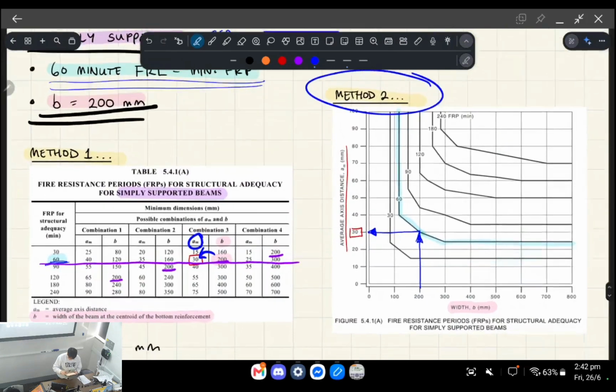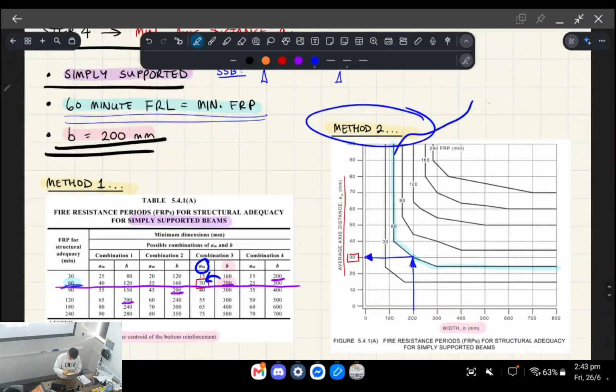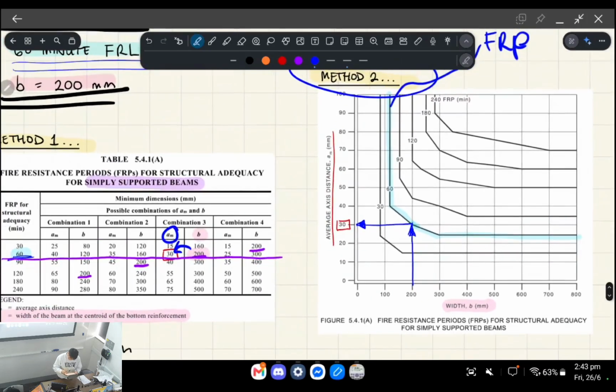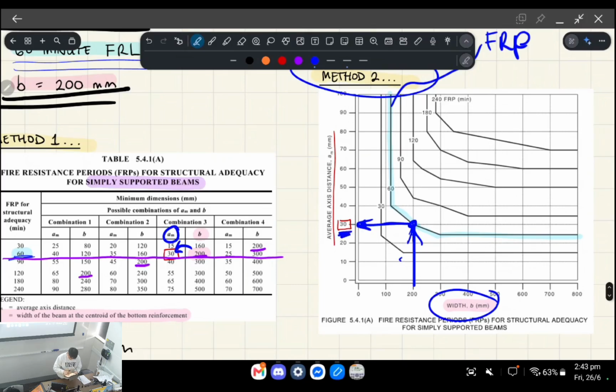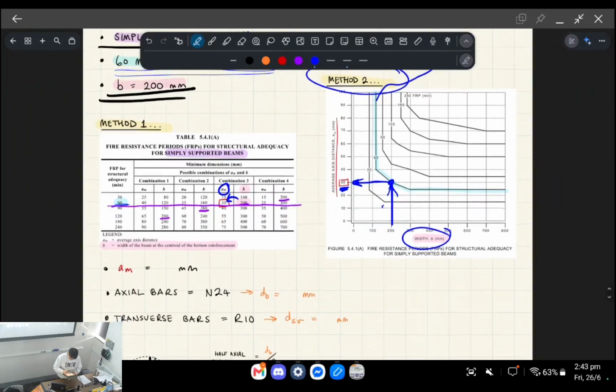That we're looking for. I'll show you it from the other perspective, which is if you were to read off the graph instead. In blue, I've highlighted the FRL. These lines on this graph represent the FRL or the FRP minimum. And on this axis is the width, right? So you do the same thing. You're inputting the width and the FRP, and as a result, you're looking for the average axis distance, right? But in both cases, you get the number 30, right? So you can use either method and it'll get you the same thing.